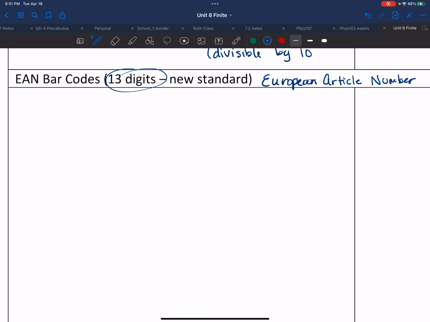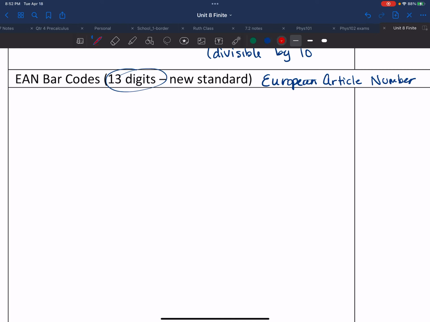Okay, so this had a new digit, but what's interesting is the reason why we have a European article number is because we do have trade between the United States and Europe and internationally all over the world. And it's a good thing. So what we did as the United States is we said, okay, we're going to slap a 0 on the front, because the only change between the UPC code and the EAN number is that first digit.